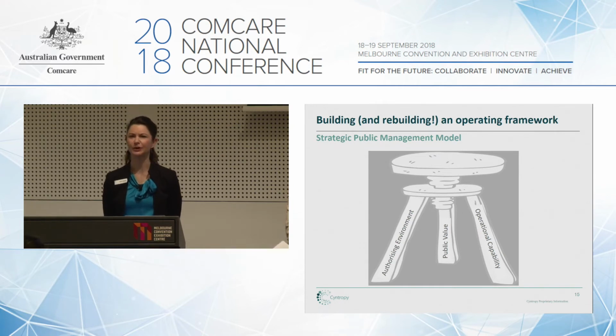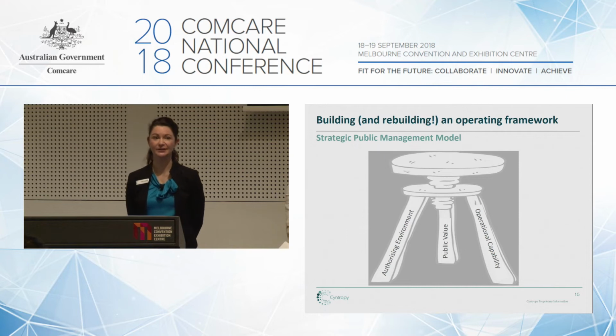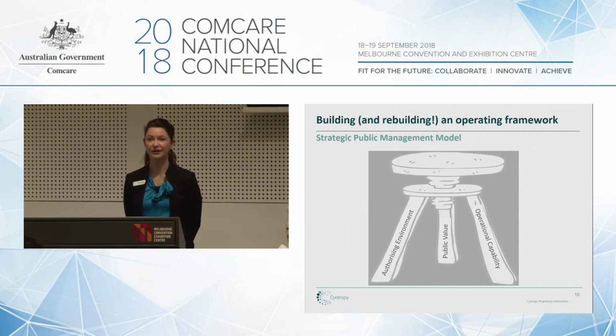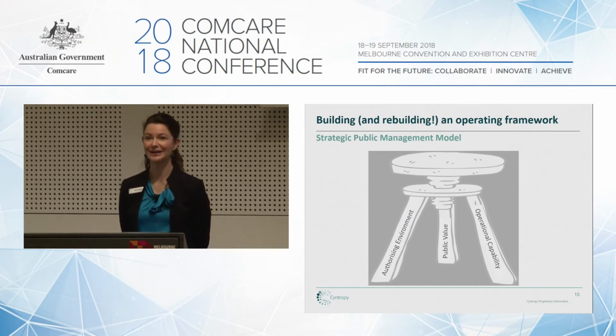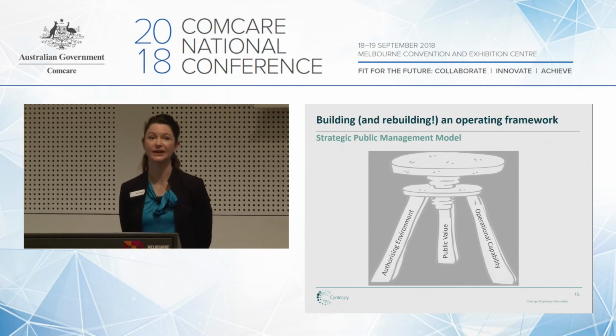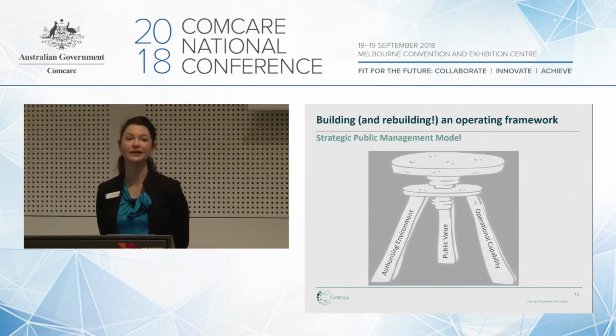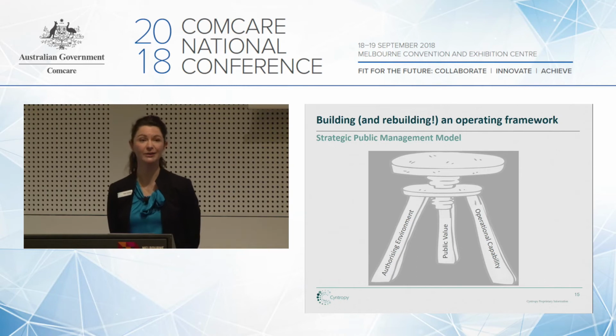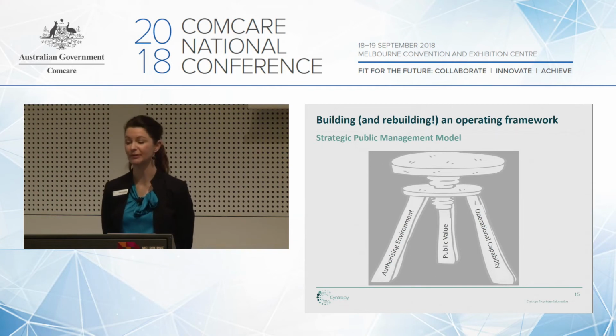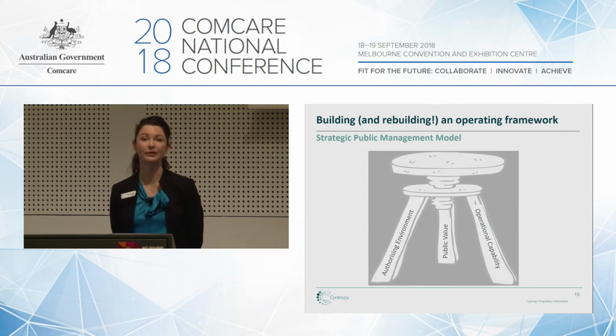I think it was originally put out sort of 20 or 30 years ago. And it's the notion that in order to have an effective operation, there are three key pillars or components that you need to have balanced. Represented as the legs of the stool, the authorising environment, that's your sources of legitimacy and support, what gives you the mandate to do the work you do. Public value, so that's the good you're trying to create or the services you're delivering, your agency's mission. And operational capability, everything you need to actually get the job done and deliver on that value.